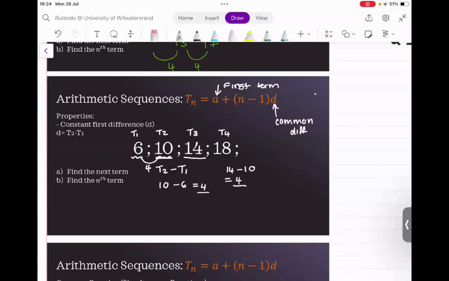It looks like we're working with an arithmetic sequence. And then 18 minus 14, this is just checking that we're dealing with an arithmetic sequence, also equal to 4. So we've got our constant common difference. We know now our common difference is equal to 4, and that's going to stay the same for the rest of our terms. So what would the next two terms be if we know what our common difference is?